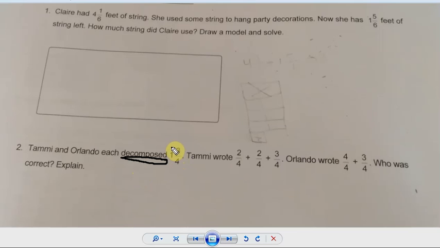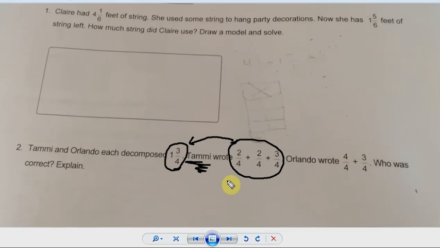So they want us to say that Tammy and Orlando broke this fraction 1 3/4 up into smaller pieces. So Tammy broke it up and got 2/4 plus 2/4 plus 3/4. So do these add up to give you 1 3/4? Is Tammy correct? Let's see.